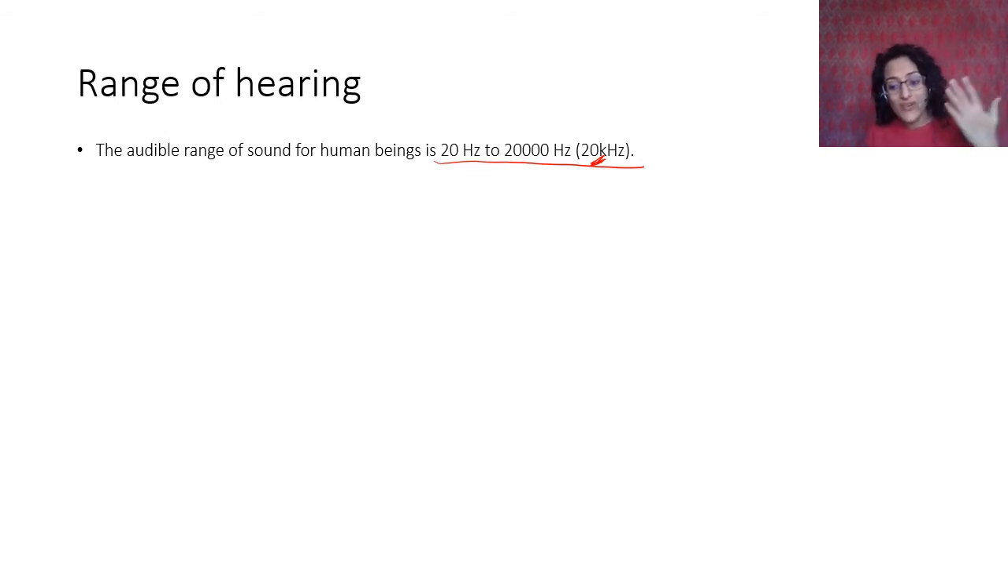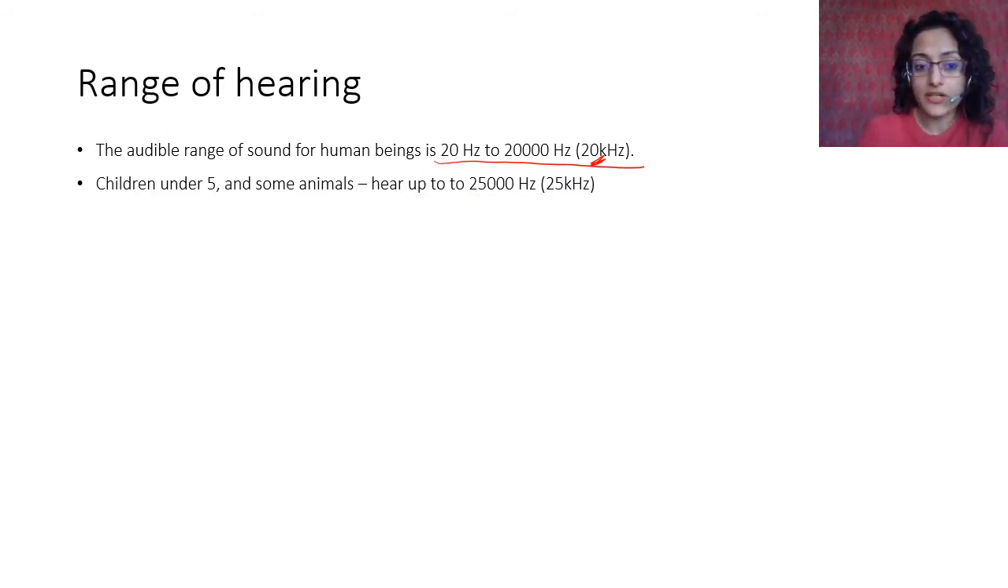So there's a lot of, I will talk about infrasounds and ultrasounds. There's a lot of sounds above this range and below this range that you cannot hear. But children, for example, under 5, small children, or some animals, or if somebody has really good hearing, they can hear up to 25 kilohertz.